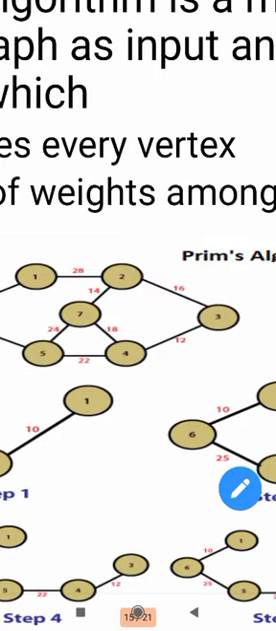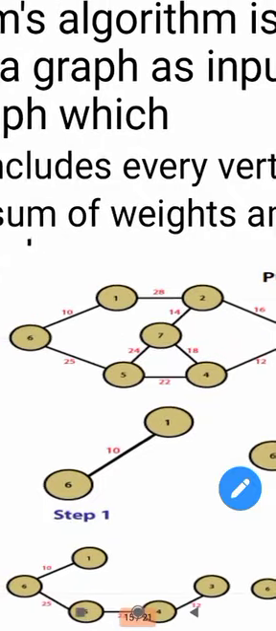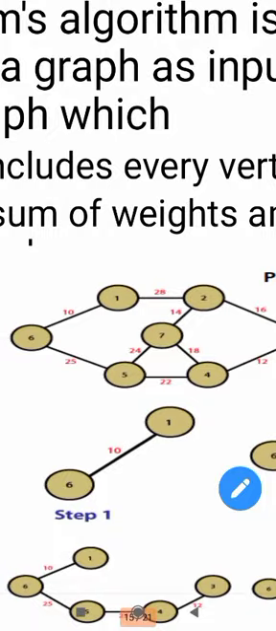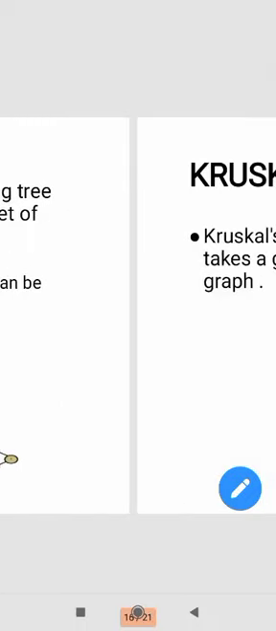Next 7 2 4 18. Next 4 2 5 22. If we draw 7 2 5 24, here it will form a loop. So skip the value 7 to 5 and draw 5 to 6 25, and calculate the weight. That is Kruskal algorithm.